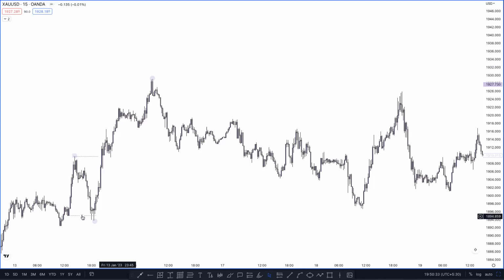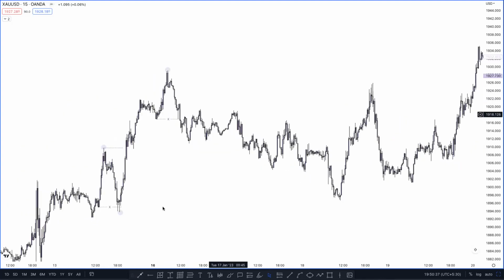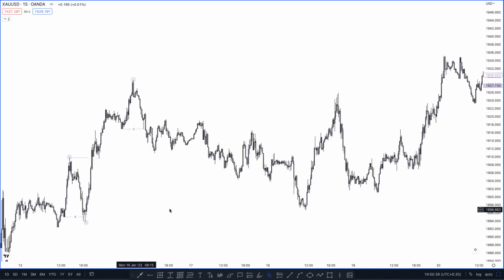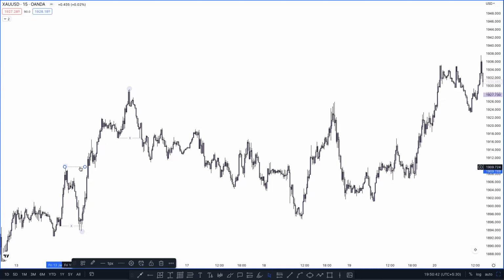Higher high is here, and taken out the inducement, push downside. Okay, and again, what happened here? Market break this high, and this becomes our new break of structure here.